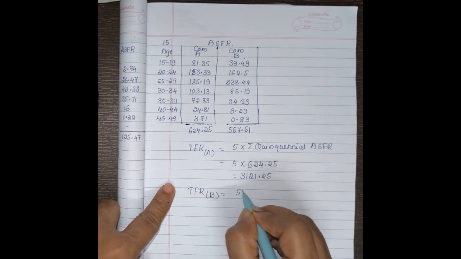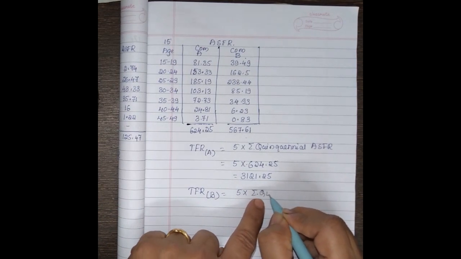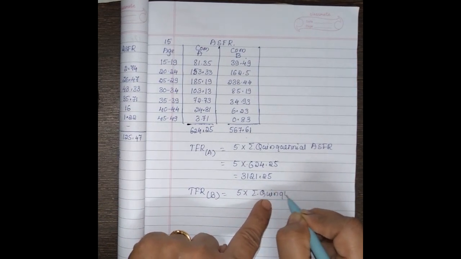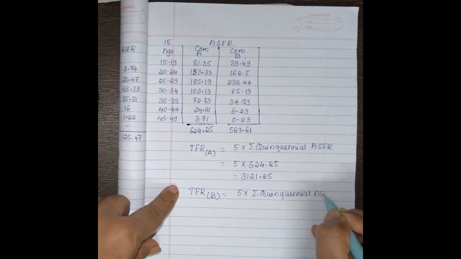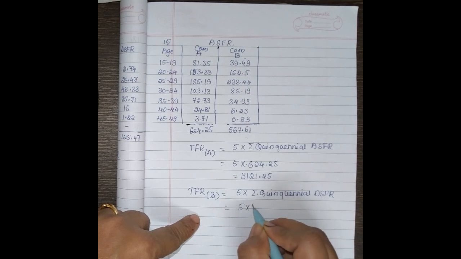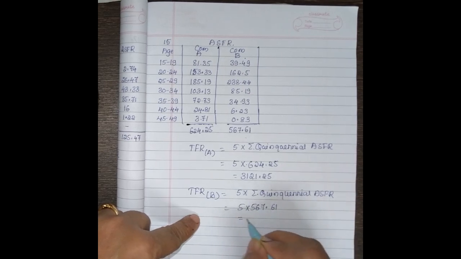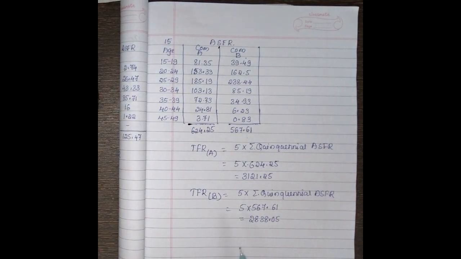is equal to 5 into summation of the same quinquennial ASFR. Then you have to write it, the 5 into 567.61, that is equal to 2838.05. Okay. This is the TFR of community A.